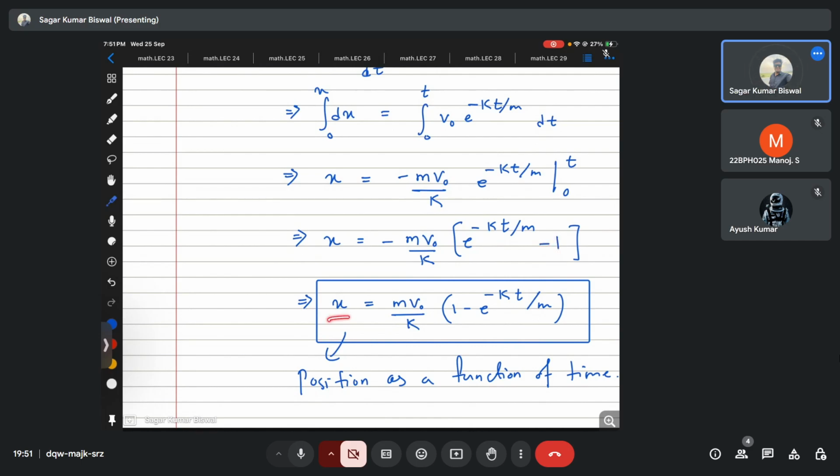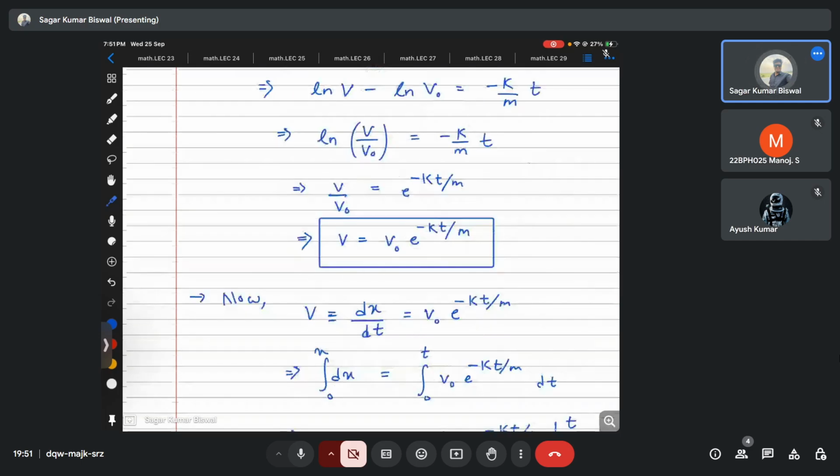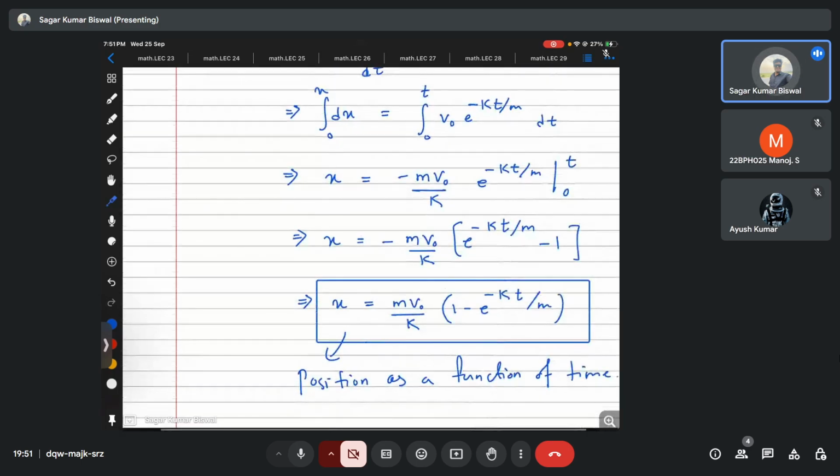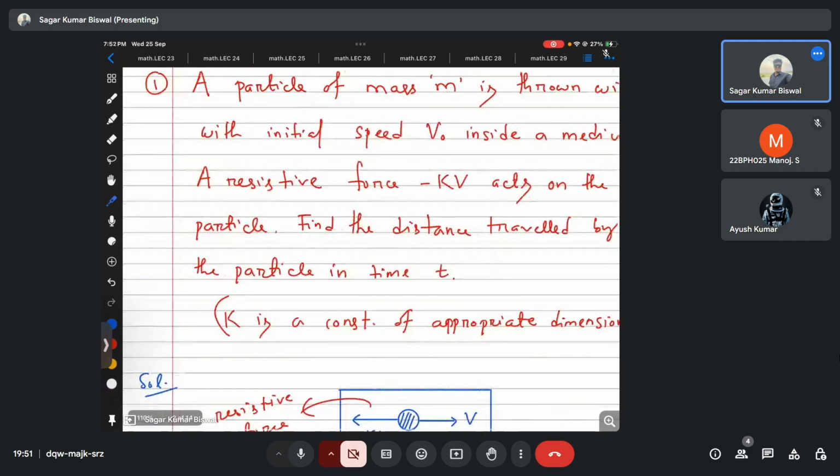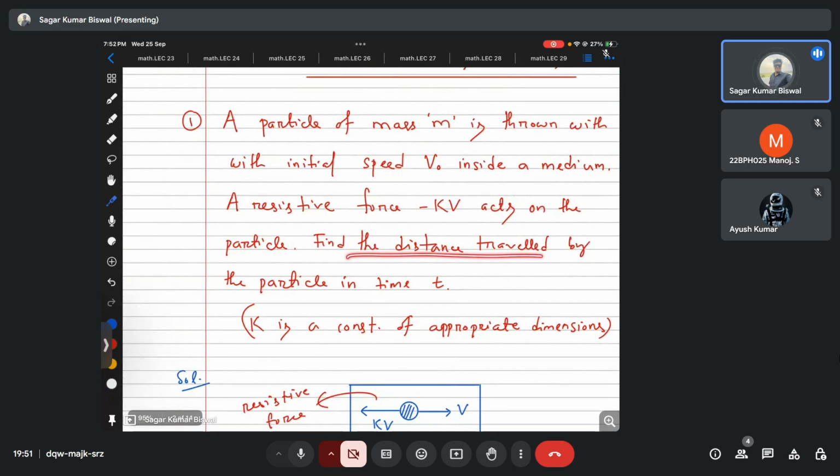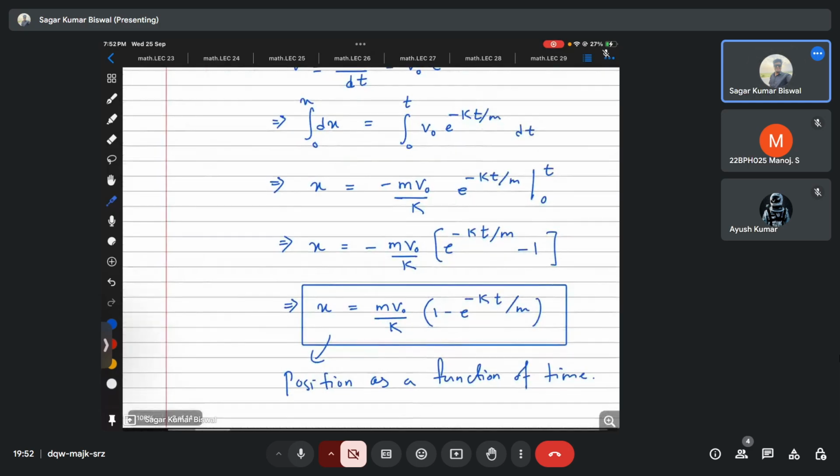So this is position with respect to time, and this is velocity with respect to time, right? So we got how the velocity changes with respect to time, and we also got how the position changes with respect to time, right? So that was the question. The question was to find the distance traveled by the particle in time t. So the distance traveled by the particle in time t is this, right?